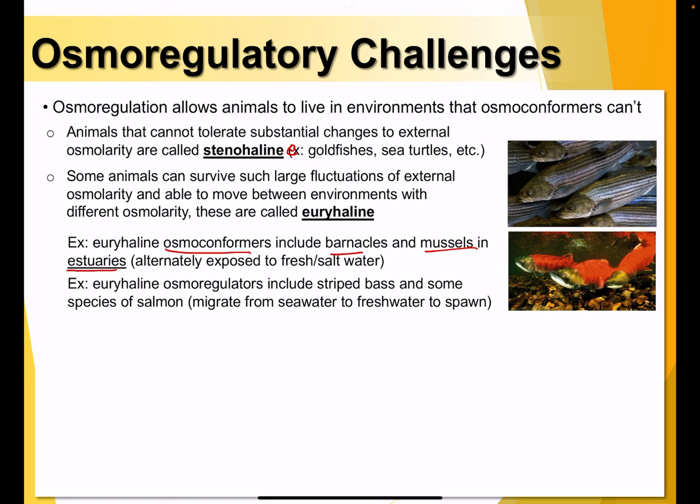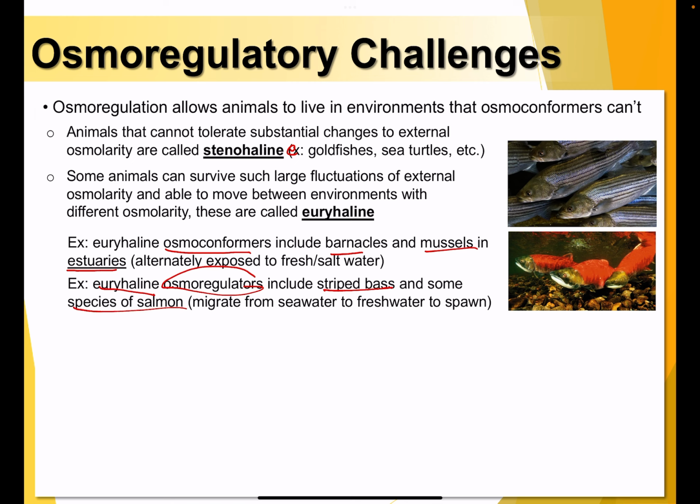But the fact that they have that one trait and variation that allows them to survive in both environments means they prevailed in that area. And there's not a lot of species that can do that. All right, and there are also euryhaline osmoregulators, and these include striped bass and some species of salmon.